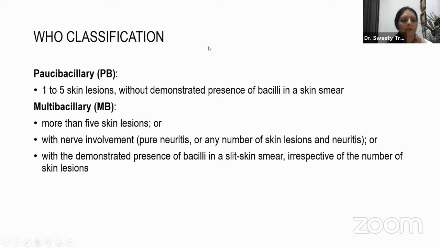So the paucibacillary have 1 to 5 lesions. Apart from this, anything else is multibacillary. Pure neuritic leprosy is usually considered a multibacillary leprosy and treated the same. But there is a debate regarding that.